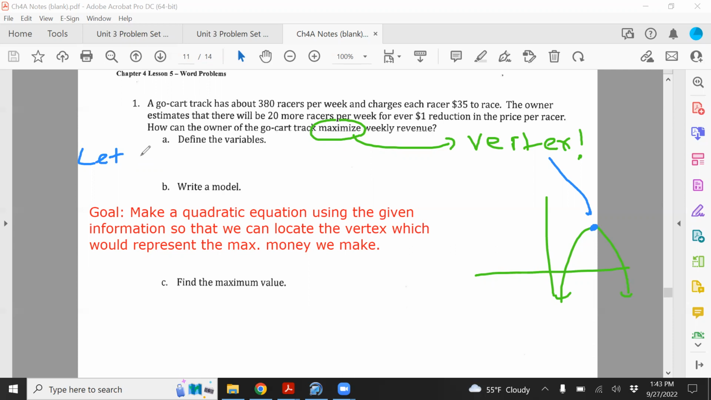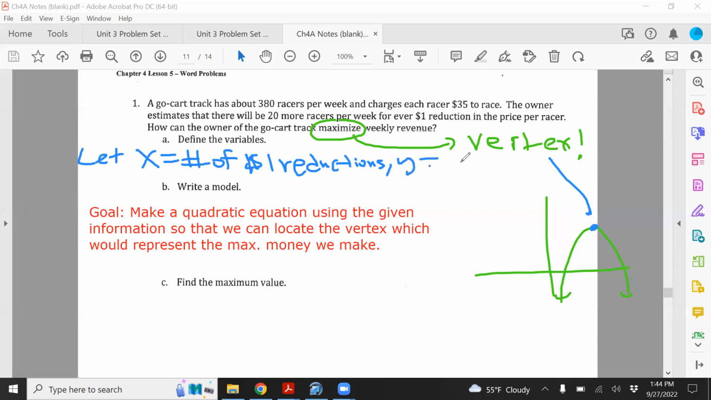Anyway, here's the deal. Do we know how many people will be coming, or how much? There are a lot of things I don't know yet. I'm going to let X, and this is the part that's tricky, I'm going to let X equal the number of $1 reductions, if that makes sense. How many times am I going to reduce the price? Every time I reduce by $1. But how many times do I want to do that? Do I want to do 10 $1 reductions, 20 $1 reductions, 15? I don't know yet.